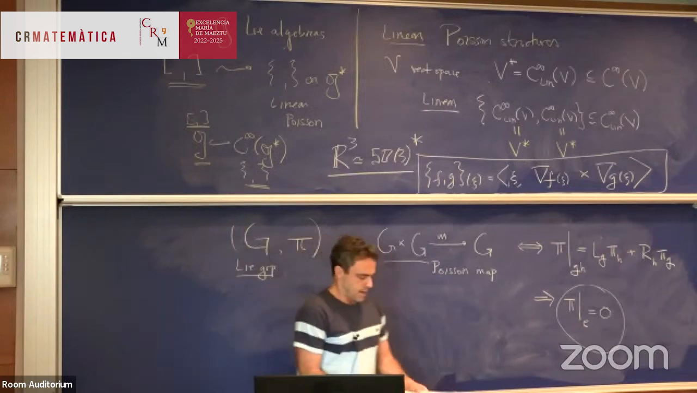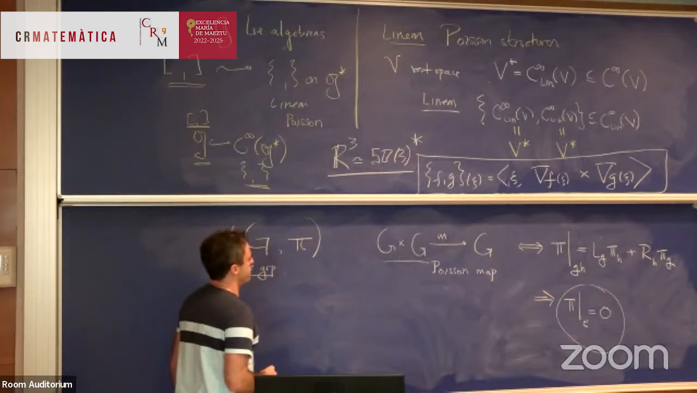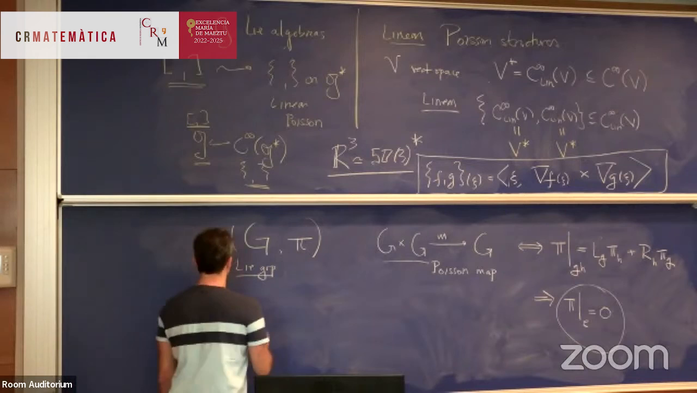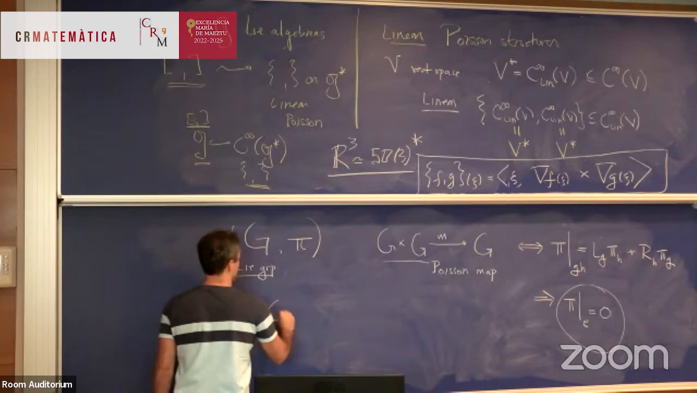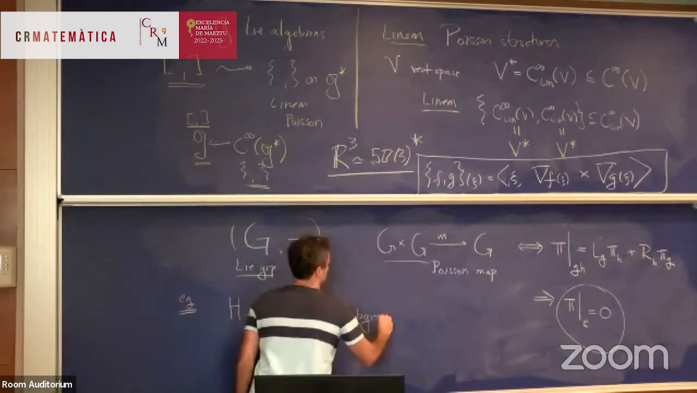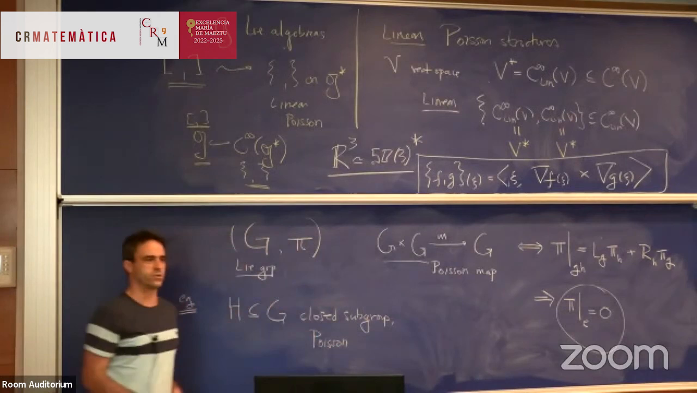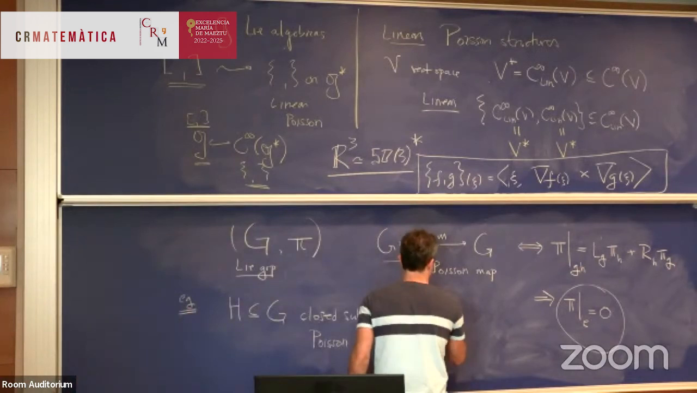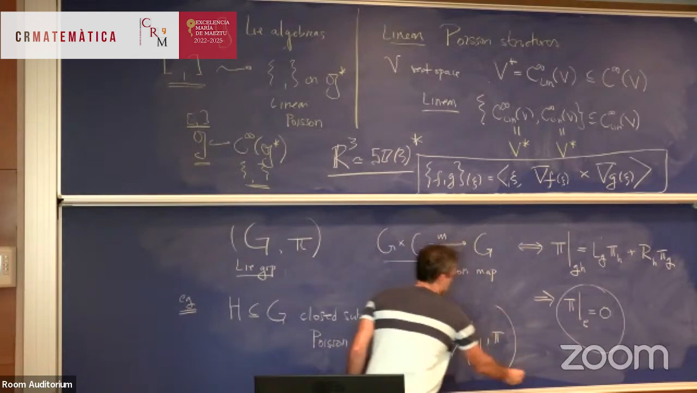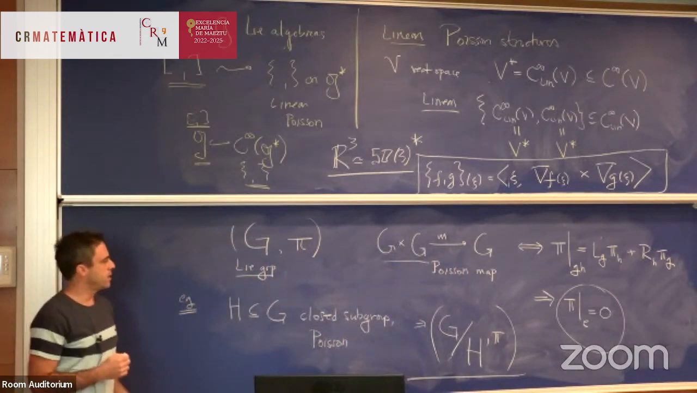And there is a related class of examples coming, for example, so these are just Poisson homogeneous spaces. So a class of examples of Poisson homogeneous spaces is when you have a closed subgroup that is a Poisson subgroup, okay, which is a Poisson submanifold for which the inclusion is a Poisson map. Then the quotient inherits a Poisson structure as well. Okay, so examples of this.